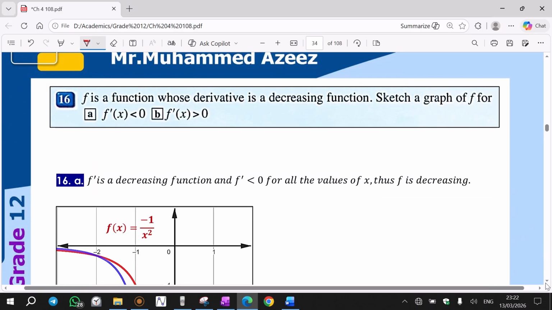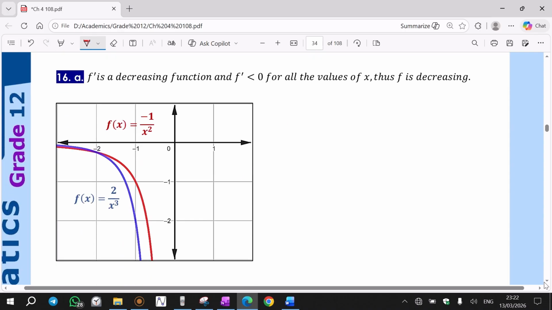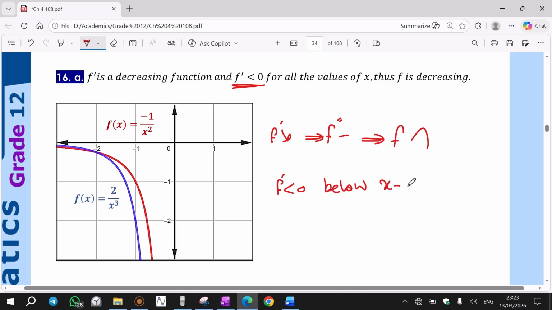16 is the same idea. This time it's decreasing. F prime decreasing. If I say f prime is decreasing, I can say f double prime is negative, which makes f convex. And if I say f prime is less than 0, that means f prime is below the x-axis. Now, I'm going to look for a function that is convex and decreasing.